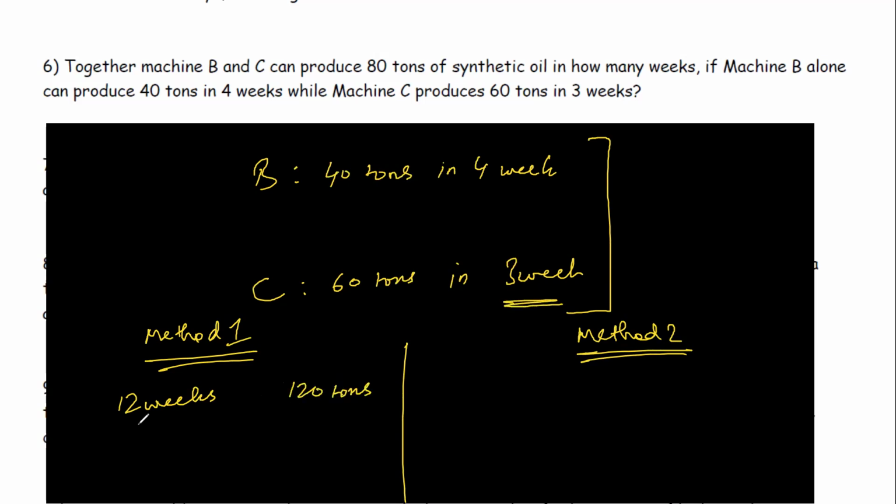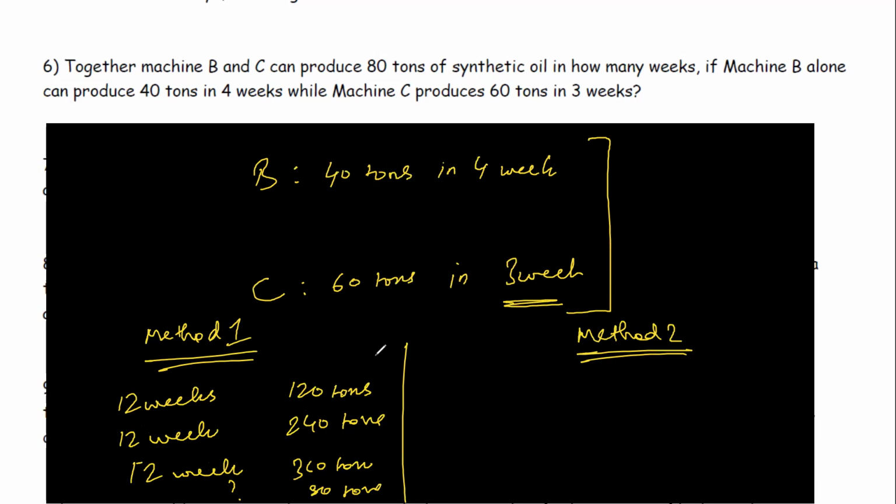And this one in 12 weeks is four times, so 240 tons. And therefore, we can say in 12 weeks together, they would have done 360 tons. So for 80 tons, how much? 360 tons, 12 weeks. So together, 80 tons, they would have done it in how much time? Correct. So that is 80.